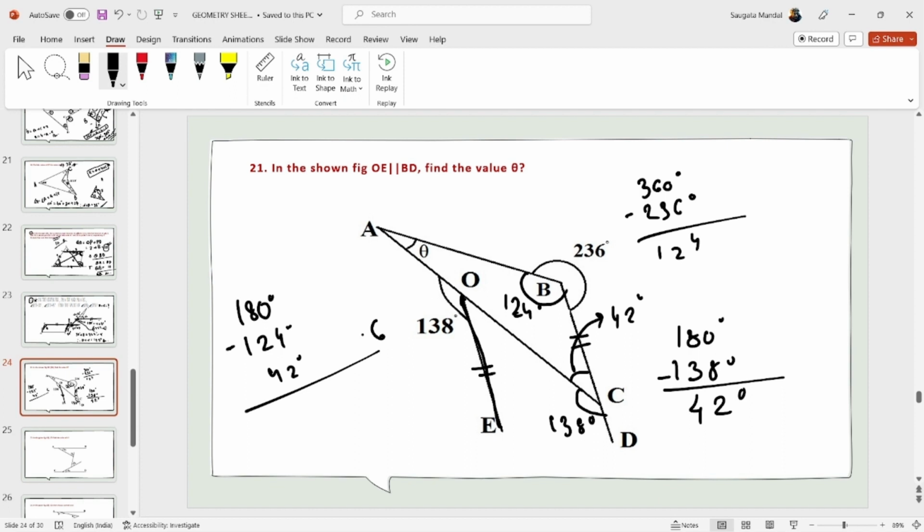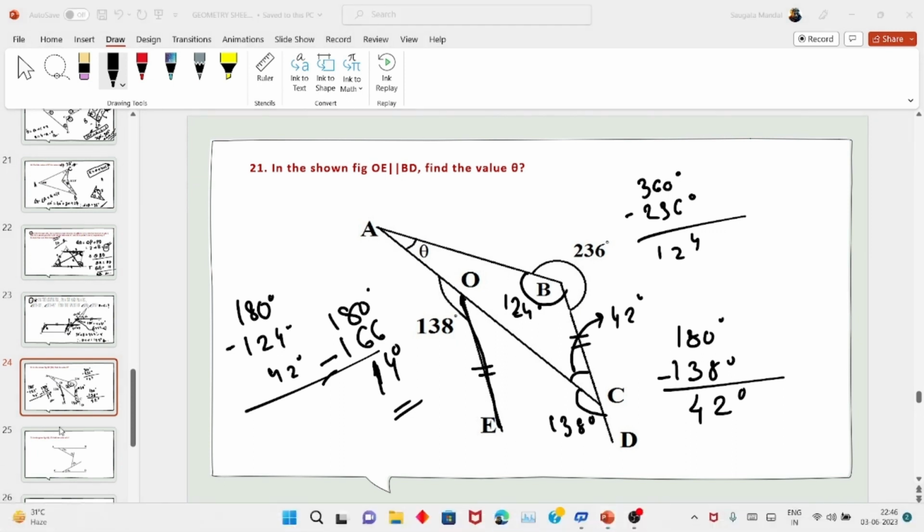180 degrees minus 166 degrees is 14 degrees. What is the value of theta? The value of theta is 14 degrees.